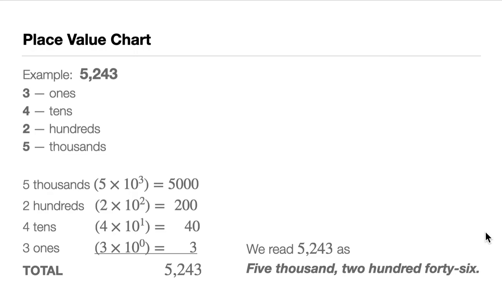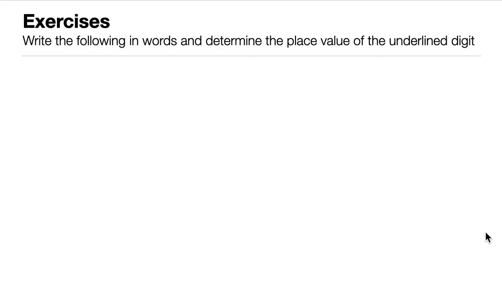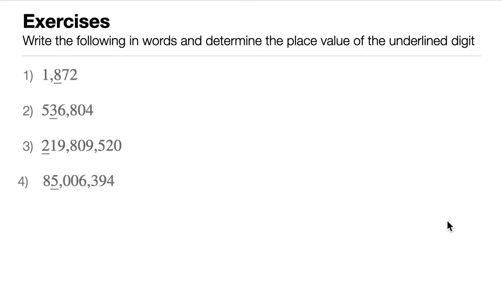My bad. So for your turn, for our exercises in this video, write the following in words and determine the place value of the underlined digit. So for number 1, we have here number 2, number 3, number 4, and the same thing will happen. Kindly pause the video and write it on a piece of paper, and play it again to find the answer. Okay, go.